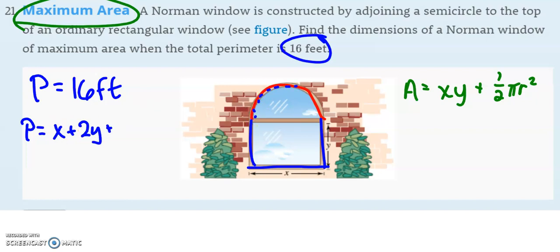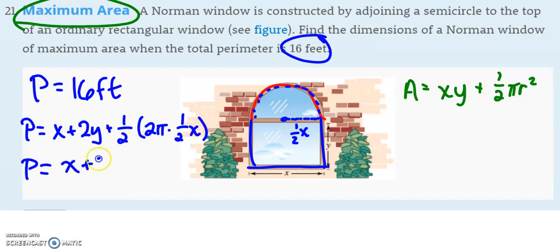Plus, I need to find the perimeter of this. Well, this is half of a circle, so it's going to be half 2 pi. And based on this picture, if this is x, then my radius is half of x. So 2 pi times r, okay, circumference. So P then equals, I've got x, I've got 2y, this half and this 2 cancel out. I've got half of a pi x. Oh, sorry, this perimeter should be equal to 16.